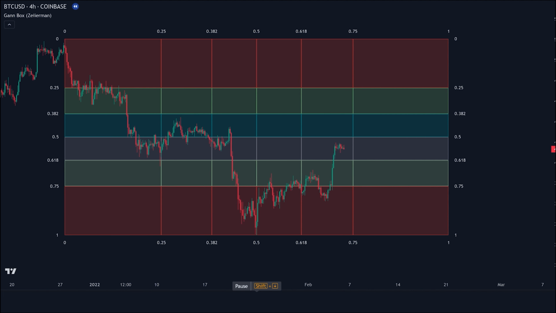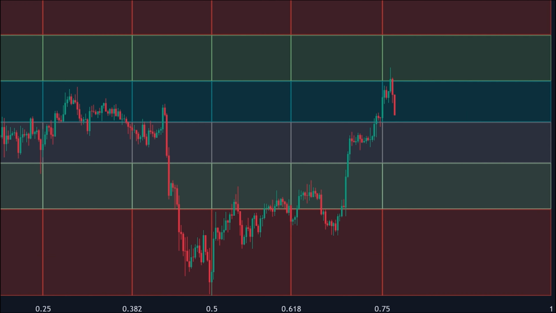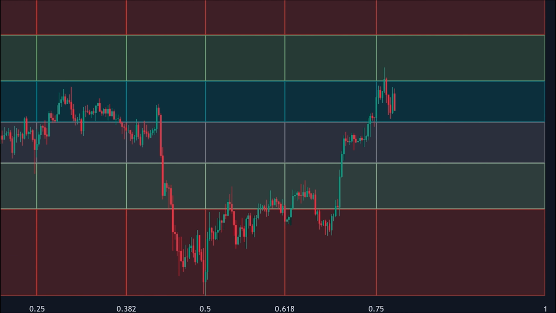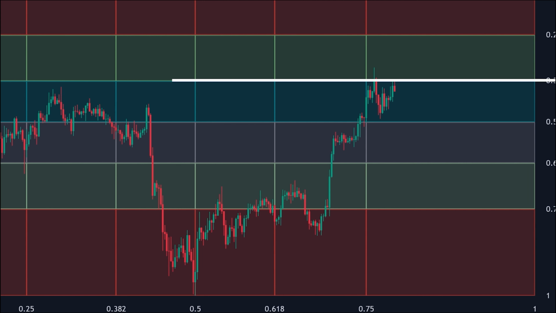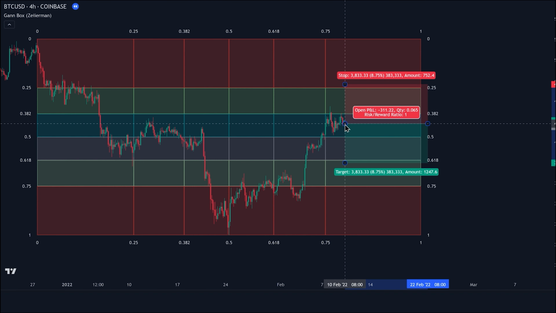Since all the components we currently have enabled are signaling a valid sell entry, and we can see that the 0.382 level is acting as resistance, let's enter into the position. For the best sell position, enter the trade once the price bounces off the 0.382 level.